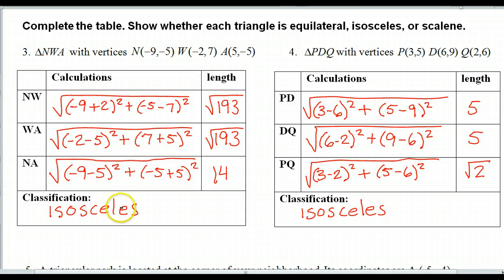So here are the results for number 3 and 4. As you can see, in problem number 3, triangle NWA has two sides that are congruent and one side that is not. So that's isosceles. Same thing happened for triangle PDQ. Two sides were the same, one side is not the same, so that is also isosceles. Alright, I'm just going to pause for a second to let you soak it in for like 10 seconds before I go on.